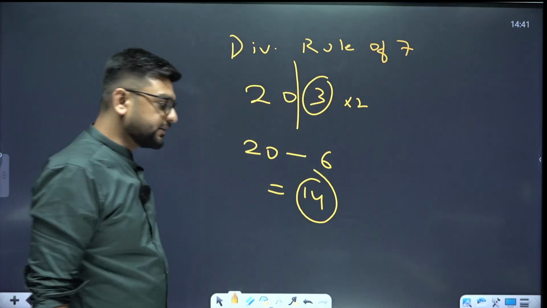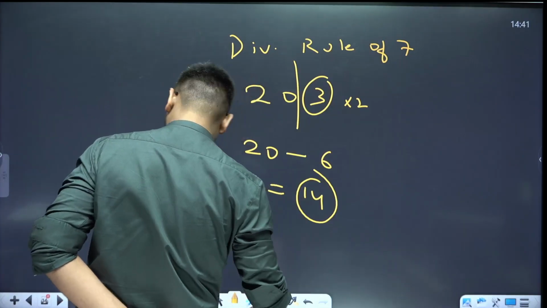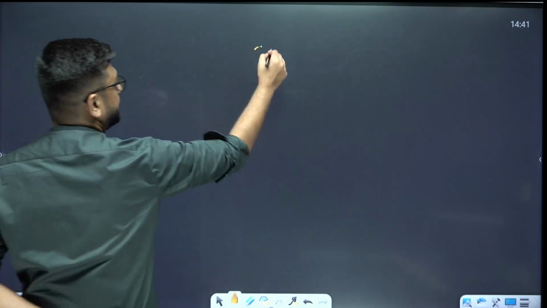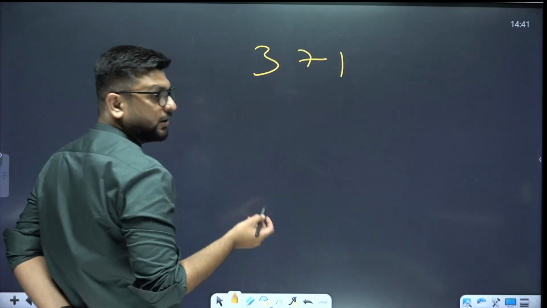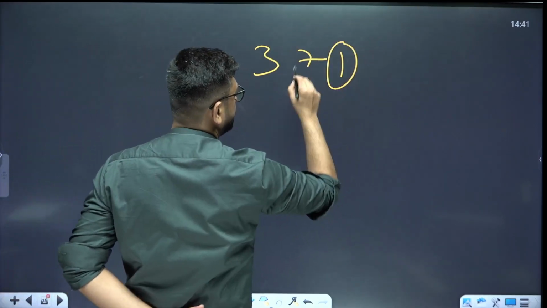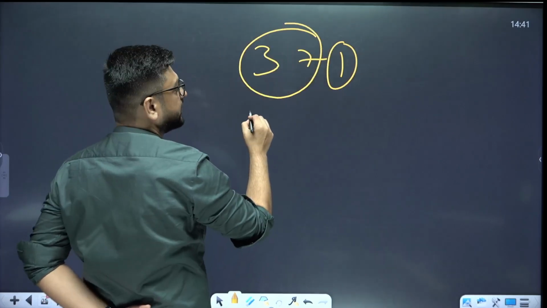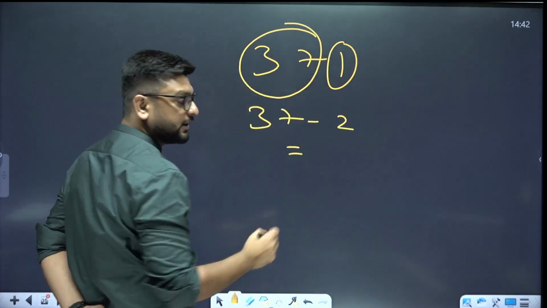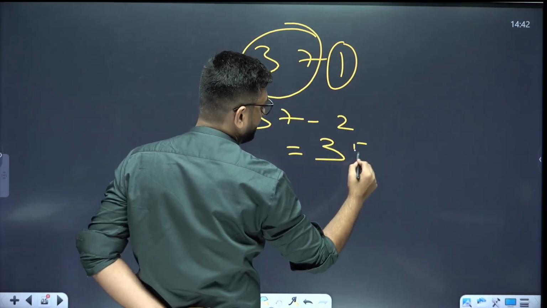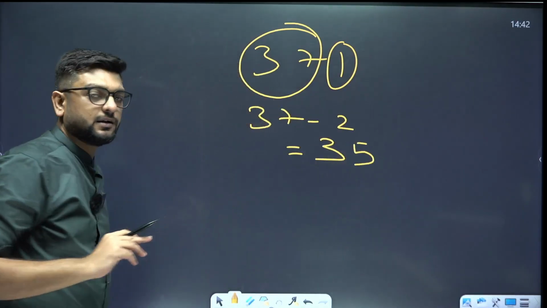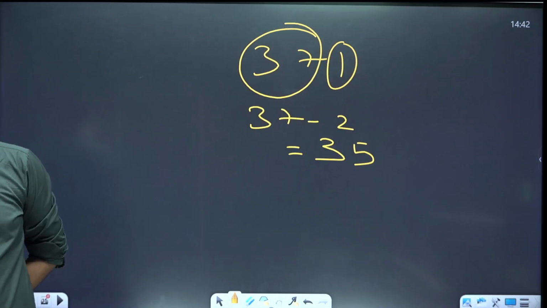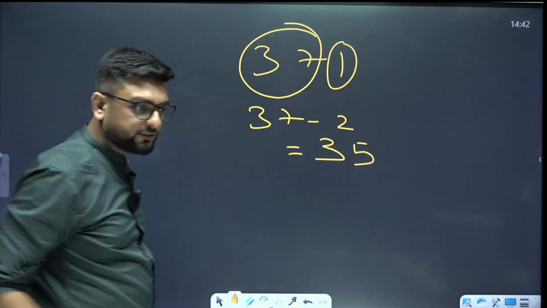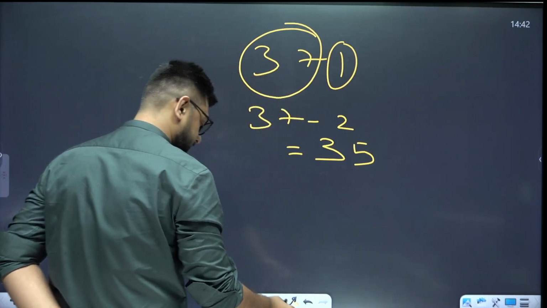Let's take 371. What will I do? I'll multiply the last digit by 2 and subtract it from 37. So 37 minus 2 will come as 35. This is exactly divisible by 7. Is it clear now? Let's check it out for another number.